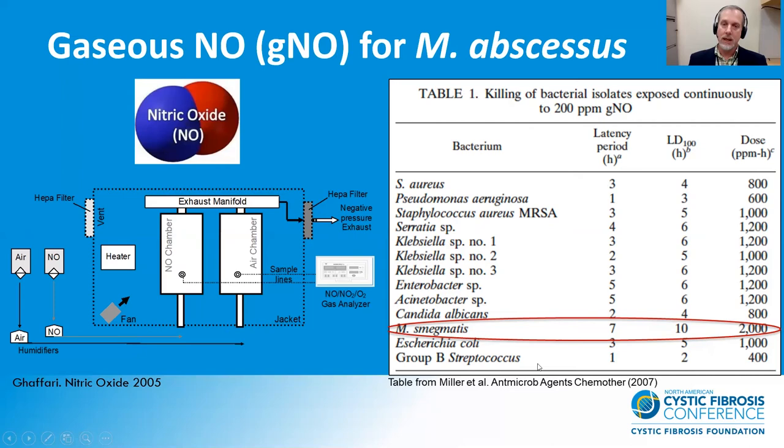And if you compare the bacteria and compare to the targeted non-tuberculous mycobacteria of M. smegmatis, you can see relative to the other organisms, the mycobacteria took the longest time for effect to start and the longest time to achieve a lethal concentration by time compared to these other organisms.